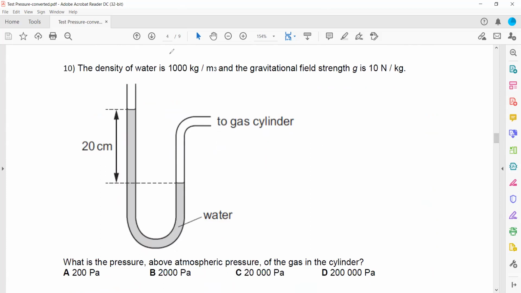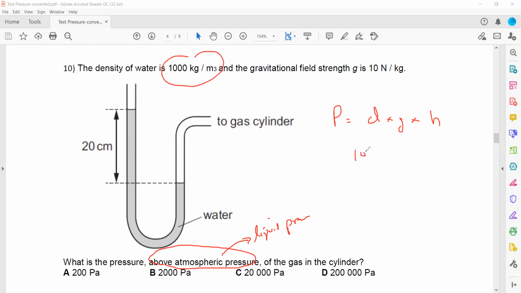The density of water is 1000 kilogram per meter cube and the gravitational field strength is 10 Newton per kilogram. What is the pressure above the atmosphere? When they say pressure above the atmosphere, they're asking for the liquid pressure. So you have to calculate the pressure of the liquid, that is density of a liquid multiplied by gravity multiplied by depth. What is the density of this liquid? 1000. What about the gravity? It is 10.